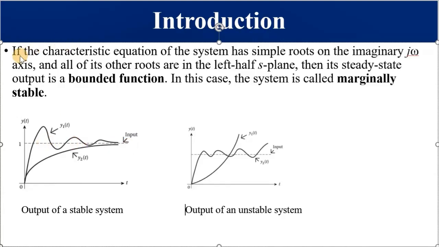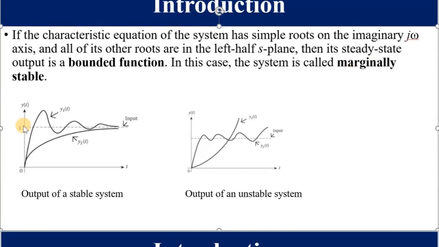So we are saying, if the characteristic equation, guys, you must now be conversant with what a CE is, the characteristic equation, has simple roots that are on the imaginary j omega axis, and all of its other roots are in the left-hand S plane, then its steady-state output, we'll be looking at the steady-state output when we do time response, is a bounded function. And what are we saying? We are saying this system is called a marginally stable system. We'll be defining this term very soon.